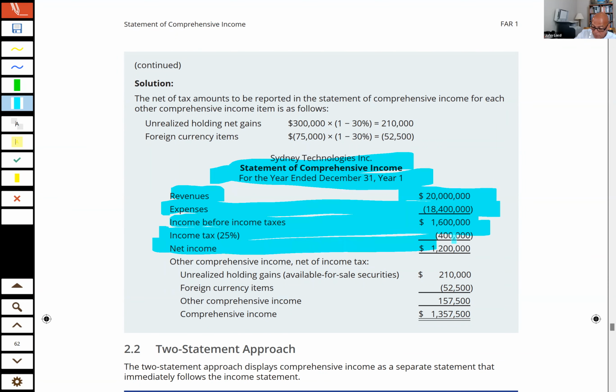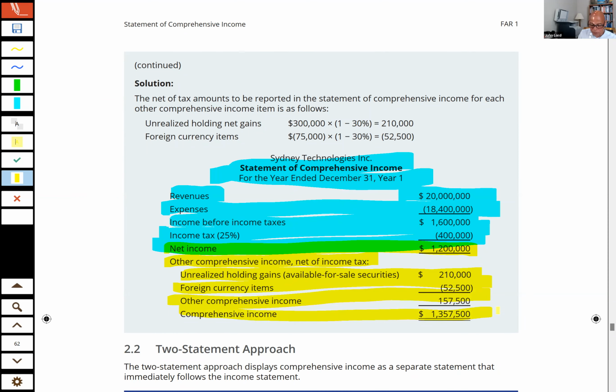There's our net income. Apparently, this company didn't have discontinued operations. And we have our net income. And then with the one statement approach, you just keep going. You start adding in other comprehensive income items, unrealized holding gains on available for sale securities, foreign currency items. That gives me a total for my other comprehensive income. Net income plus other comprehensive income gives me comprehensive income.